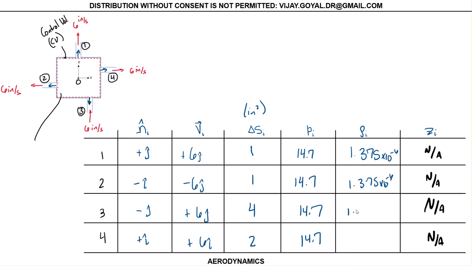Minus 6, 1.375 times 10 to the minus 6, 1.375 times 10 to the minus 6. Again, we really don't need the z's in this problem. We are not looking for pressure. Everything is given, so it's not necessary to have the z's. So we'll move on with the problem. If you remember and recall, the question that we are really trying to solve in these problems is the following.